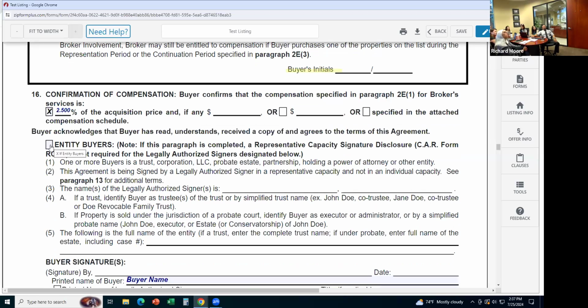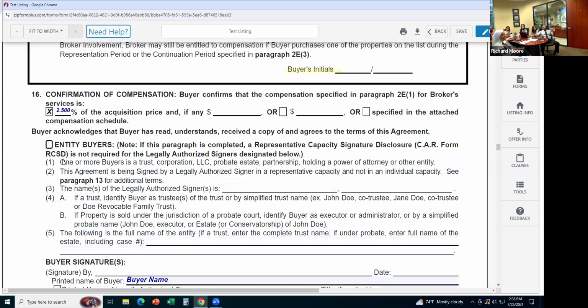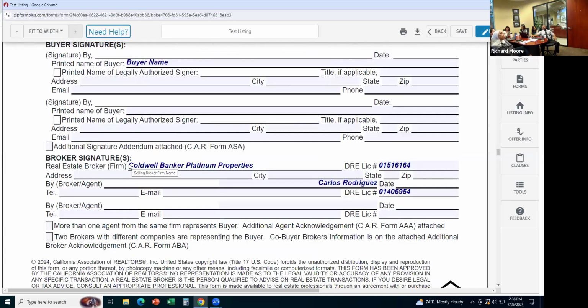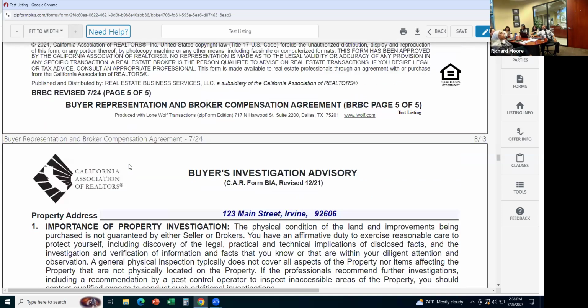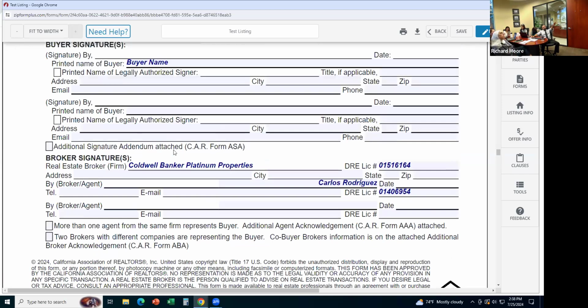Let's see. Entity buyers, if you're buying under a trust, LLC or anything like that, then you would check that box and then type in the name of the authorized signers. So like if the buyer's authorized to sign on behalf of the trust, you write the buyer's name here and then the name of the trust down here. But our buyer is not buying in a trust, they're just buying as an individual, so we're not gonna check that box. Just want to explain what that was. And it's just the information about the buyer and the brokerage and everything, so let's scroll on down here. But all this has to be filled out, right?